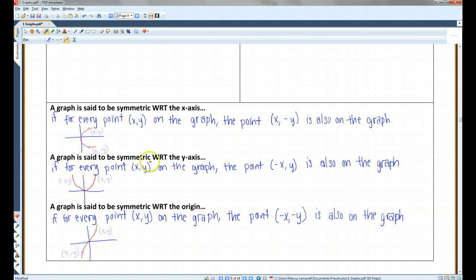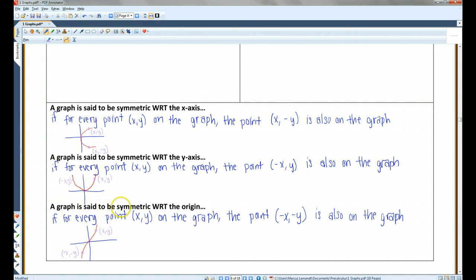A graph is said to be symmetric with respect to the y-axis if for every point x, y on the graph, the point negative x, y is also on the graph. So this is the graph of y equals x squared. So every point over here is reflected over here. Every x, y is a negative x, y over here.